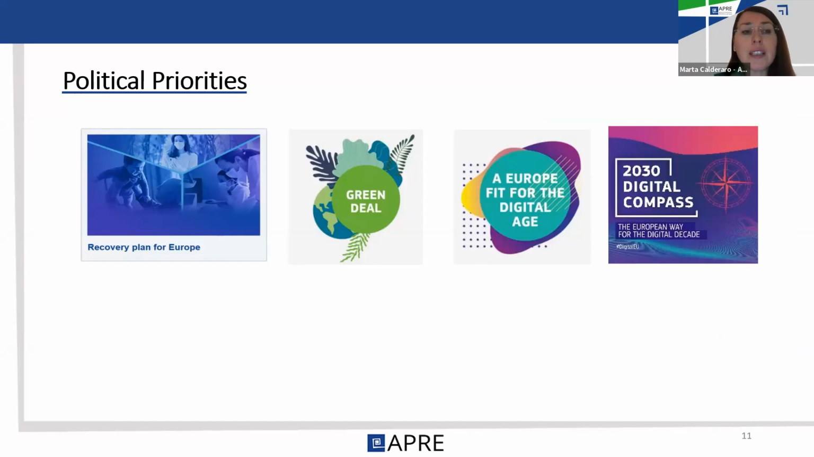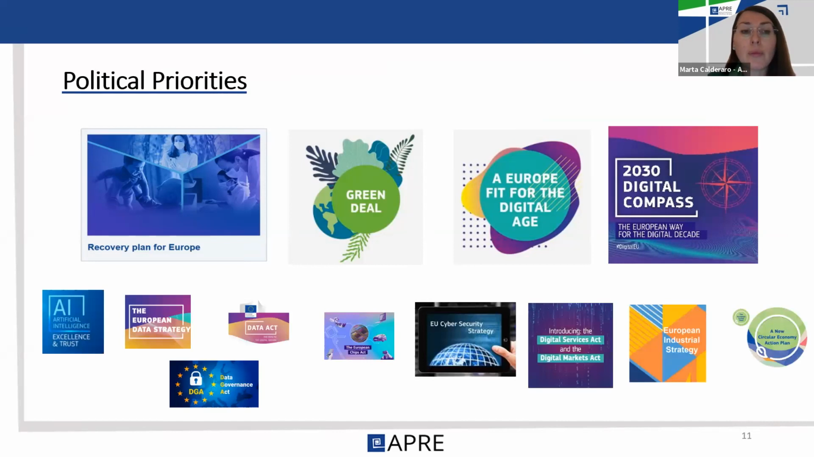So actually within this frame, we have a set of major political priorities. Of course, the European digital strategy within Europe Fit for the Digital Age. And as well, you have probably heard about the 2030 Digital Compass. And of course, the European Green Deal.